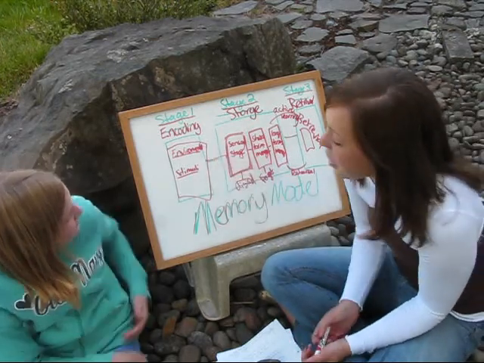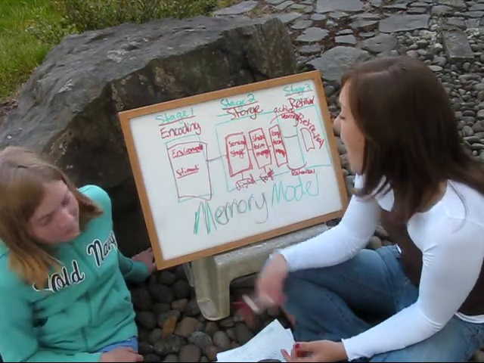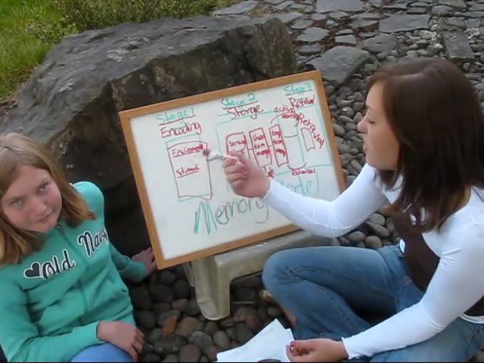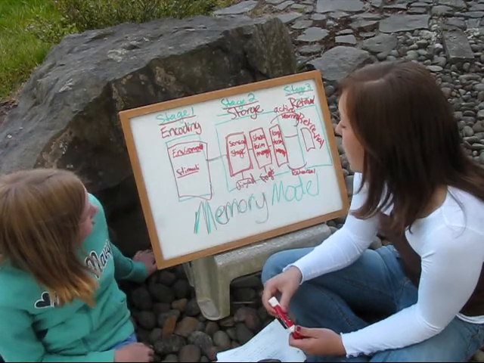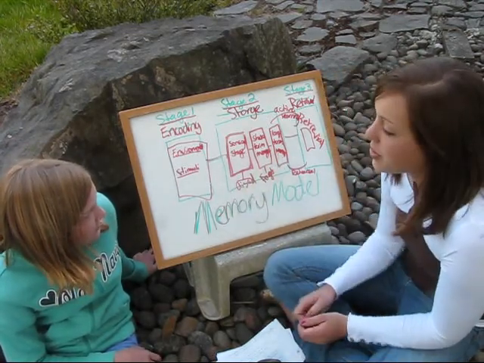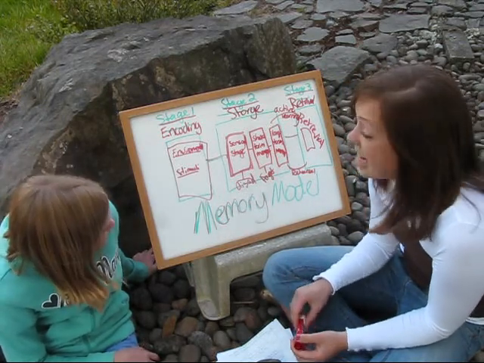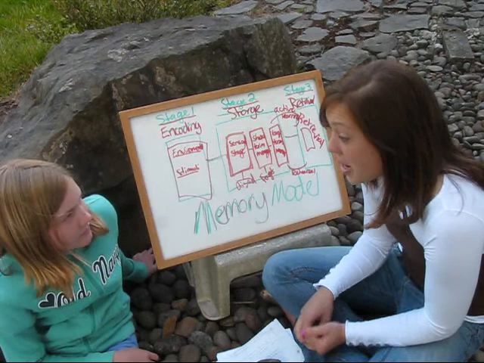Alright, let's go through the 3 stages of memory. The first stage is encoding, and that's where you receive environmental stimuli from your surroundings. And then information is moved to the sensory stage, where it's either discarded if it's not useful, or it's moved to short-term memory. Short-term memory is limited in its capacity. It can only hold 5 to 9 chunks of information.